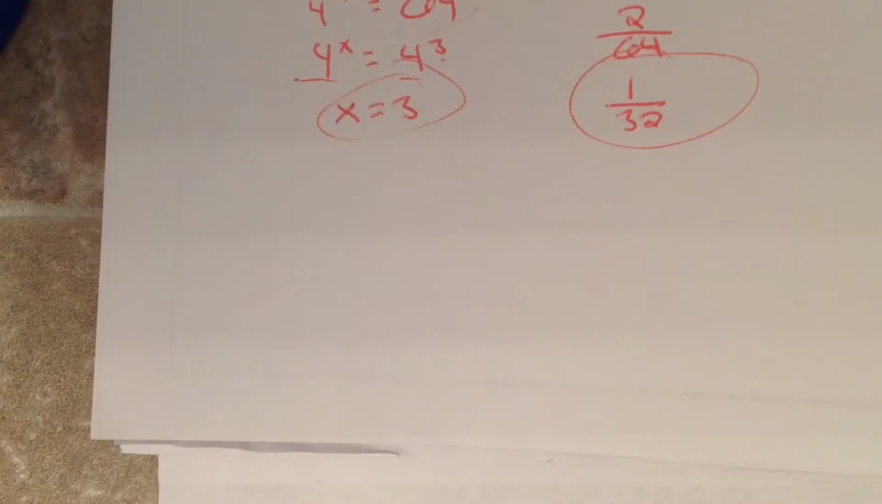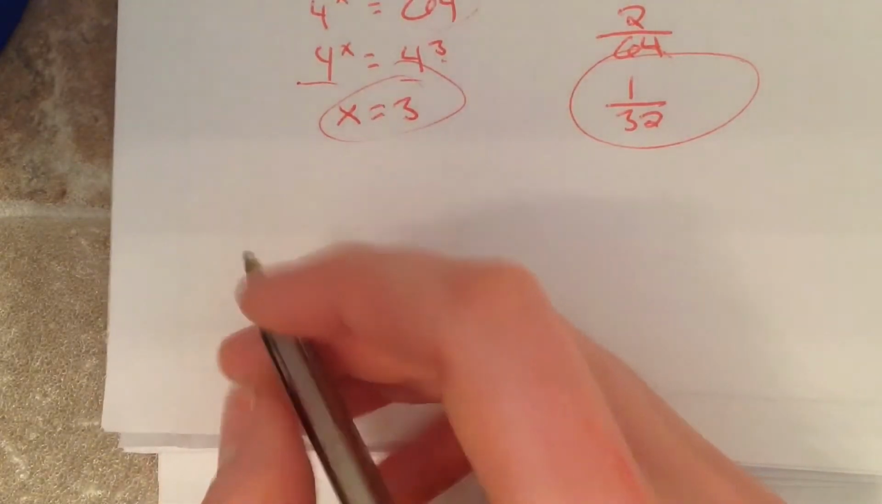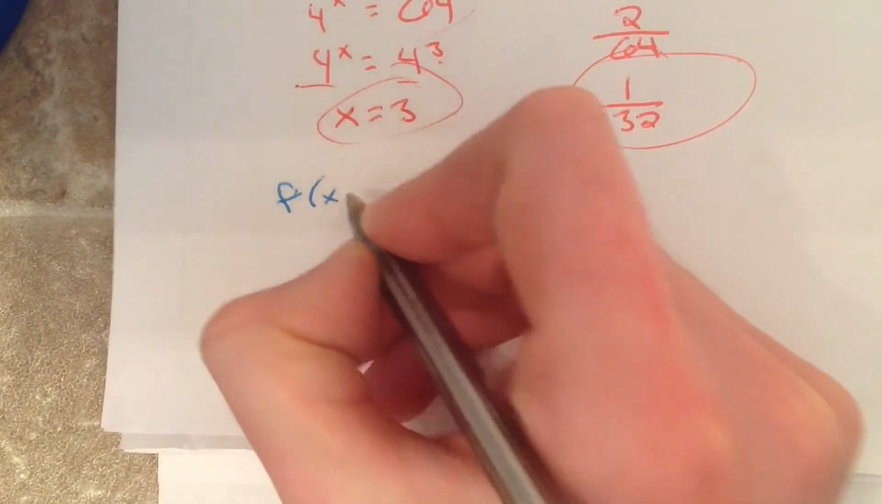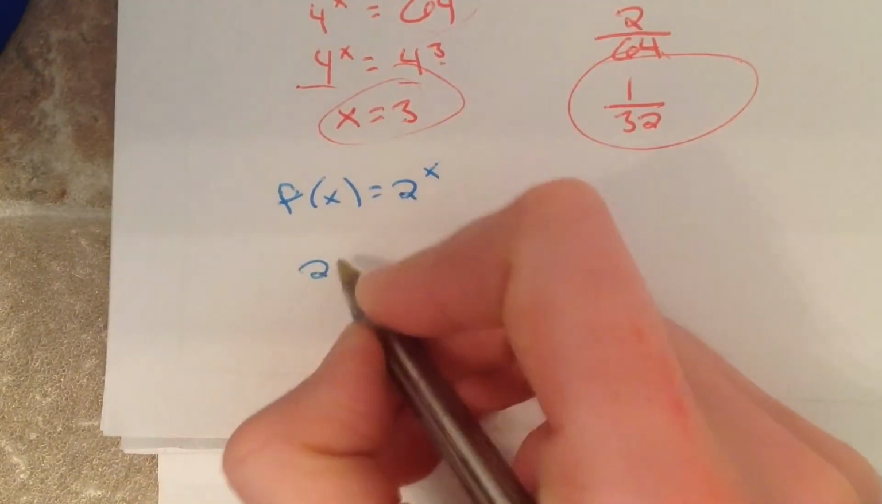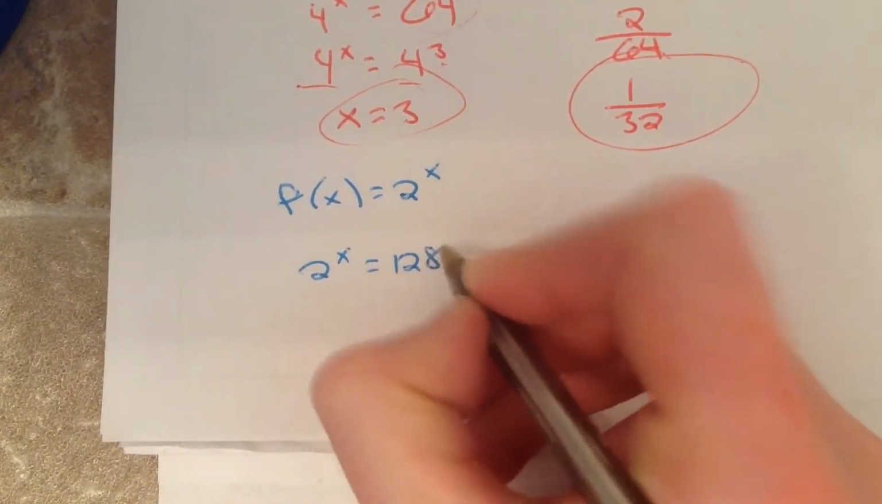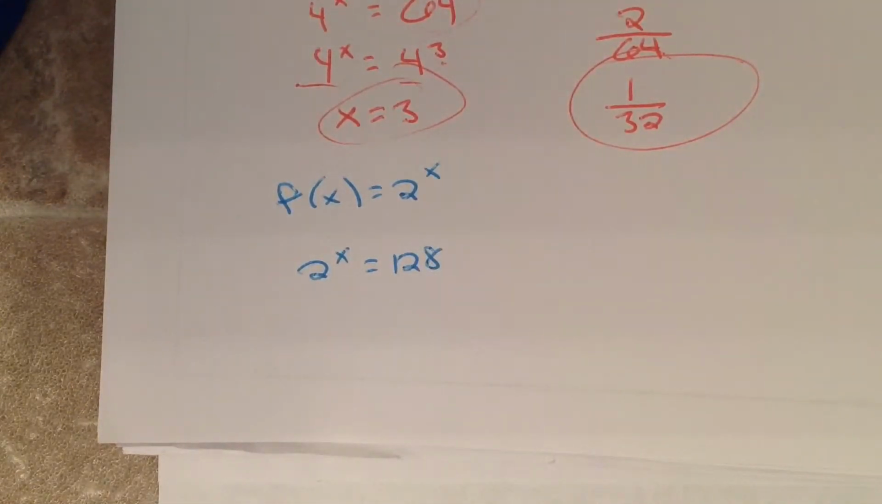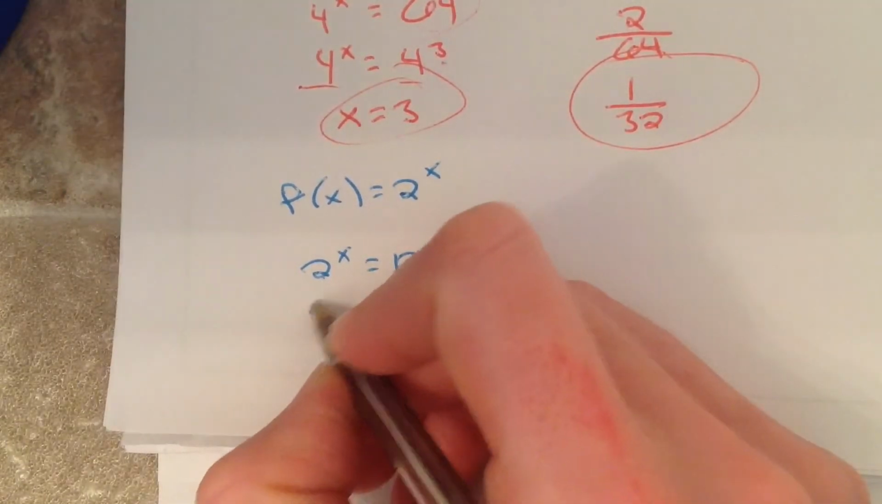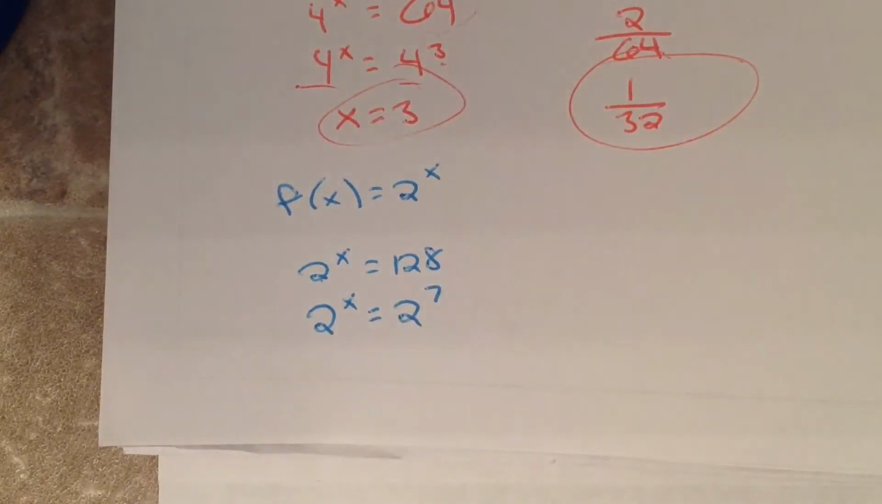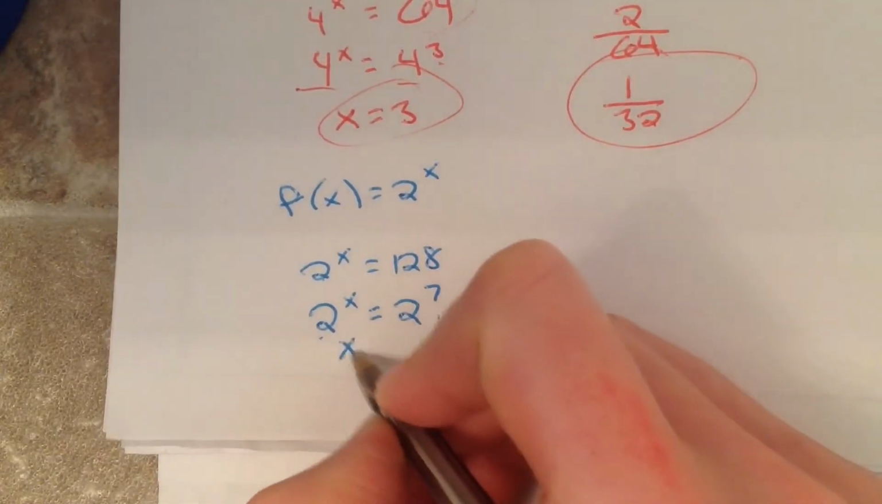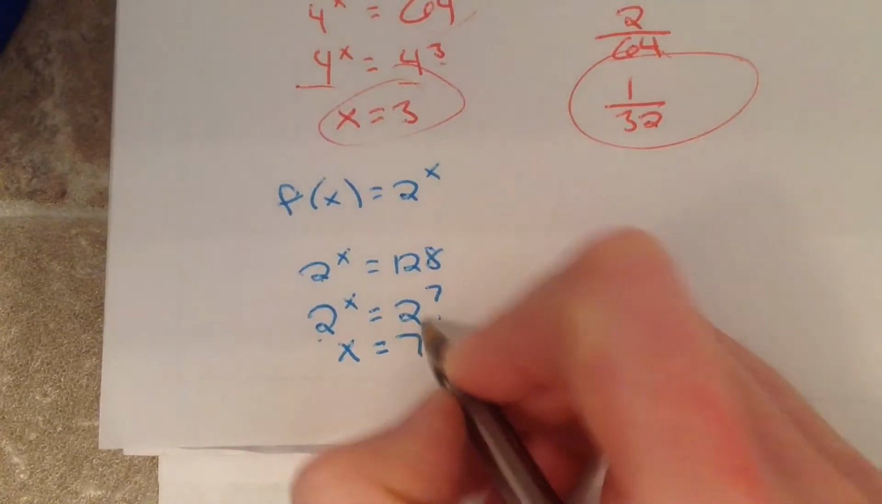One last exponential. If we say f of x equals 2 to the x power. Well, 2 to the x is equal to 128. So we need to ask ourselves, what way can we write the 128 so it has a 2 as a base? It actually happens to be 2 to the 7th power. Since the bases match, x equals 7.